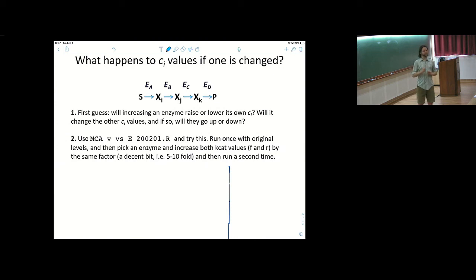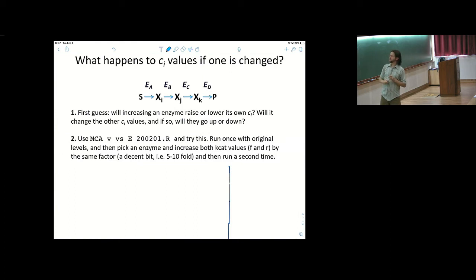So let's run this, and we'll do this as the last thing and talk about it. In this V versus E file, run it with the original values. You guys already did that, right? And you saw kind of what the control coefficients look like.